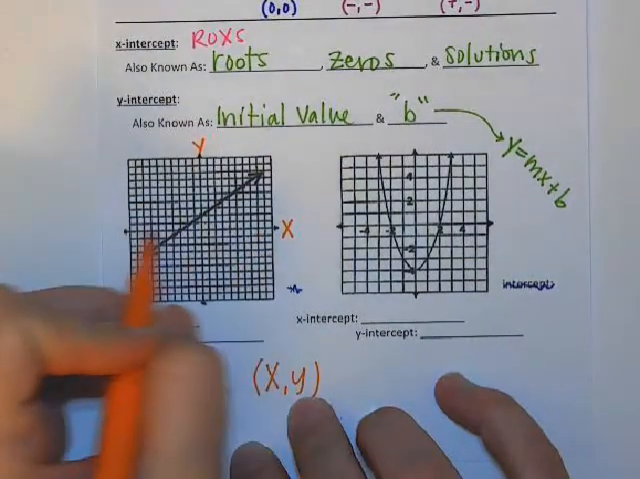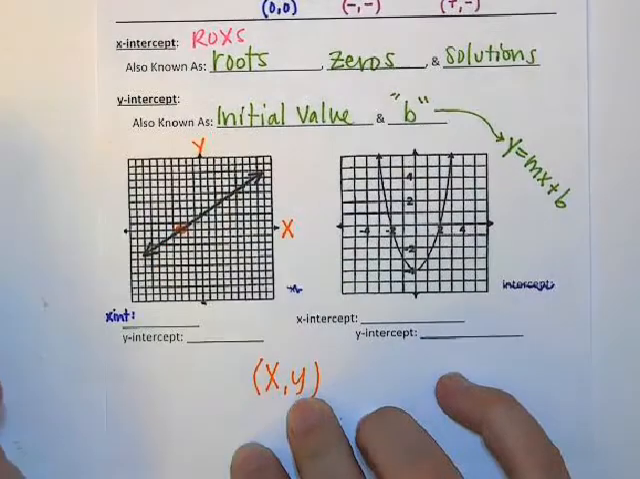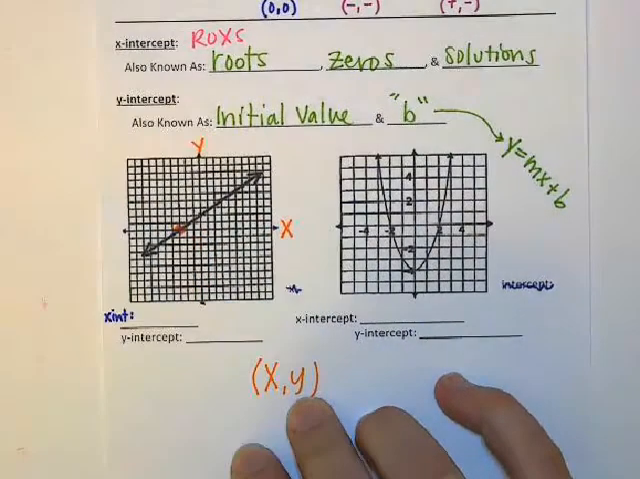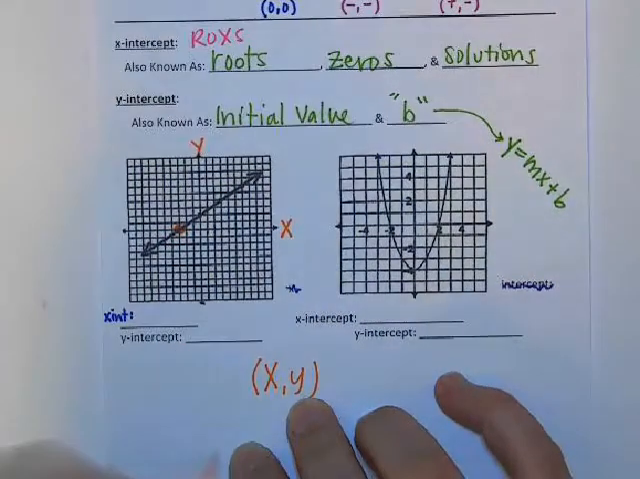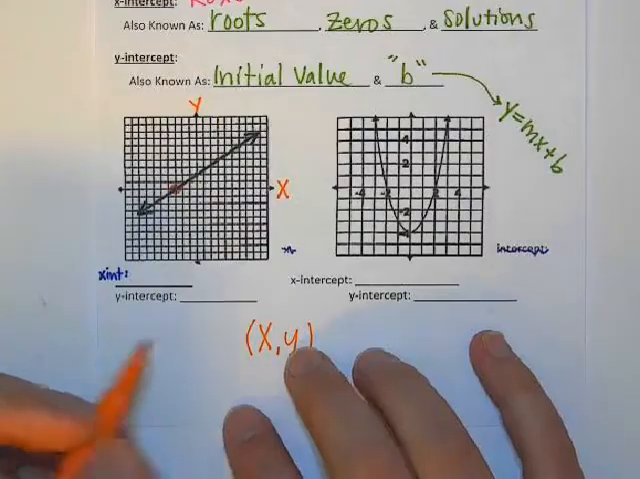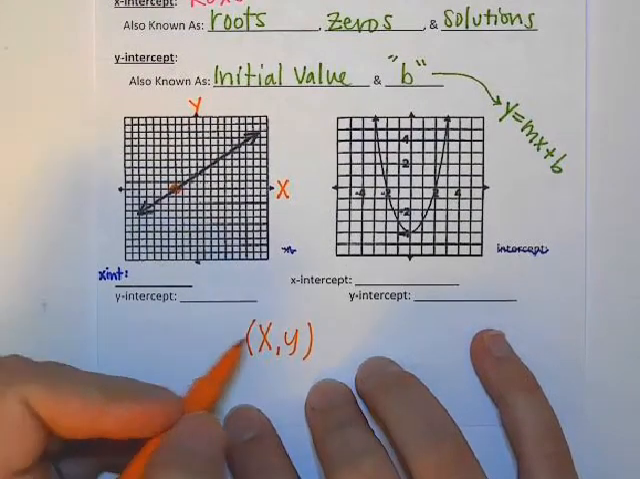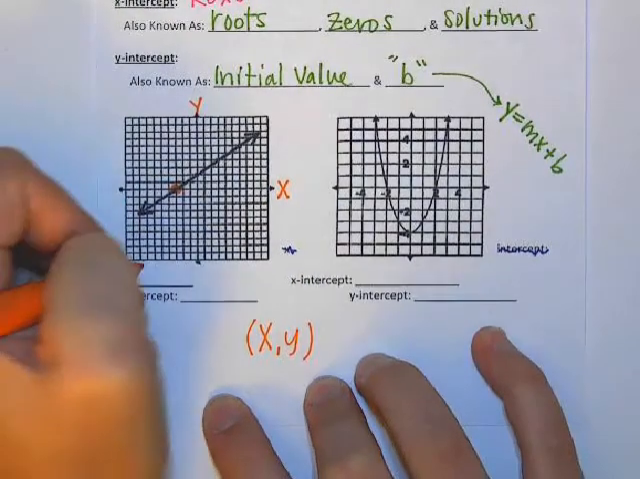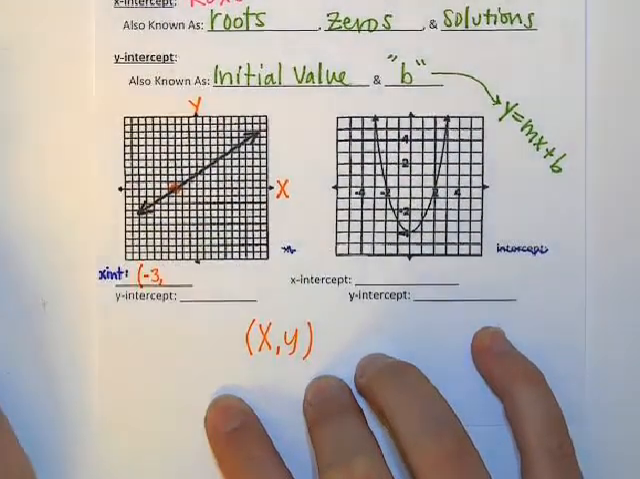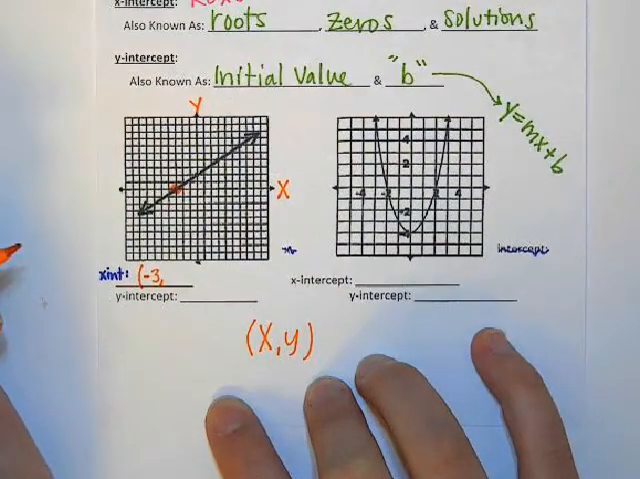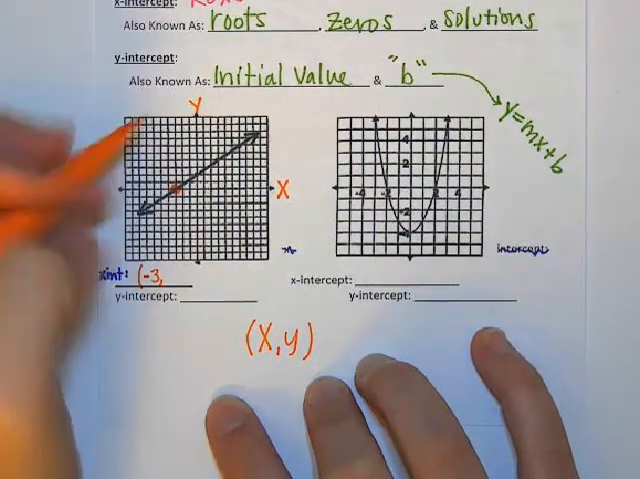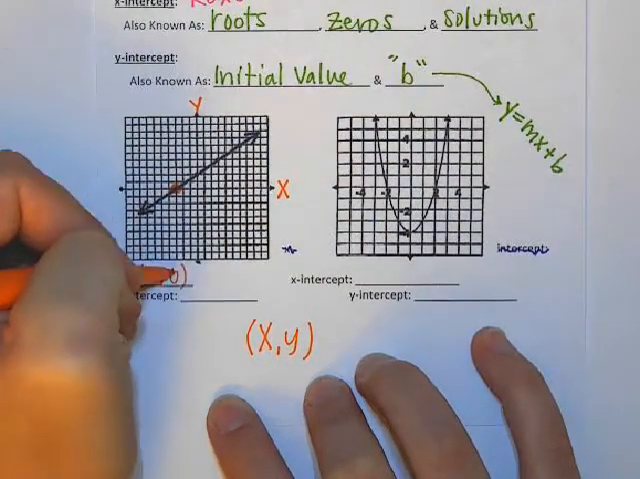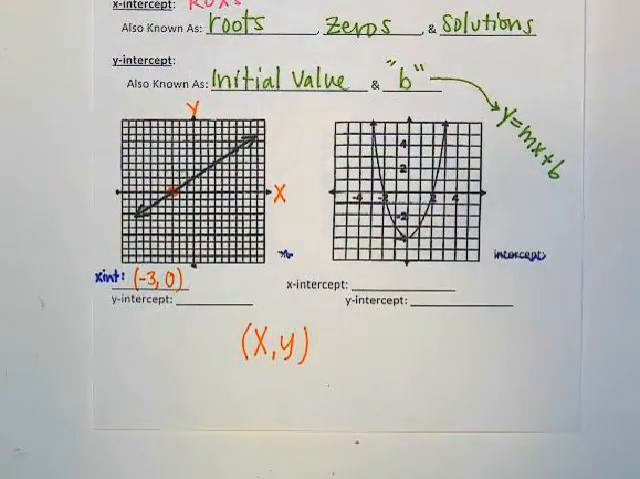Here is my x-axis, and this is where it crosses the x-axis, right there. This is at negative 1, 2, 3, so negative 3. Because I'm talking about the x-axis, negative 3 is going to go in the x spot of your ordered pair. What goes in the other spot? Nothing. What is this ordered pair? 0.